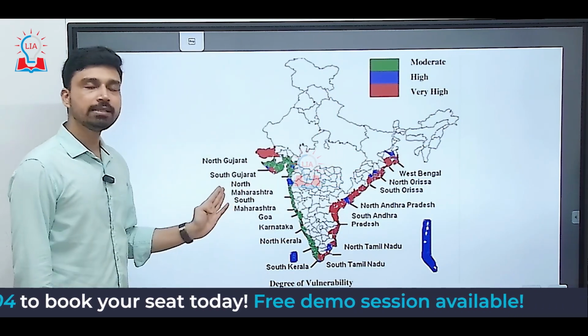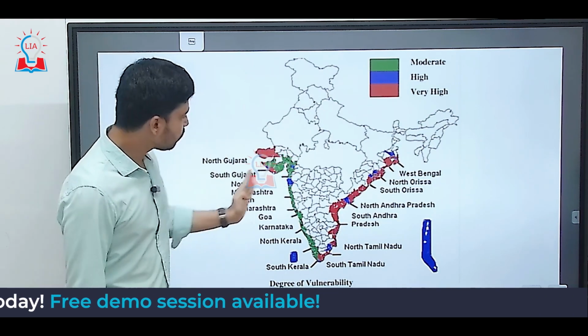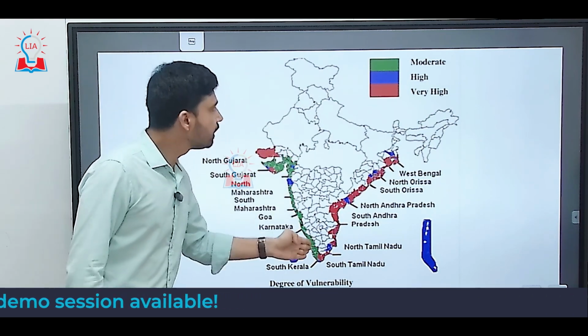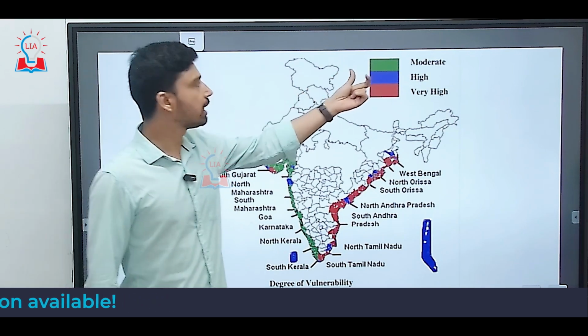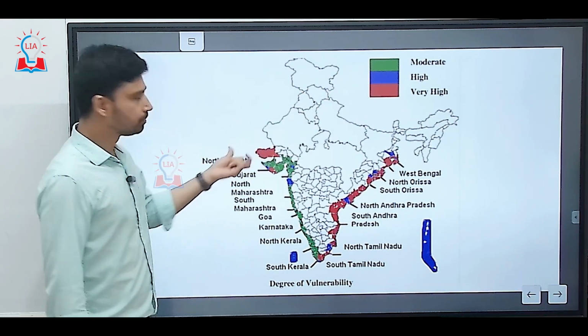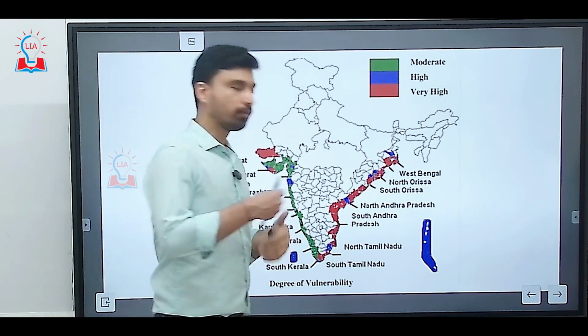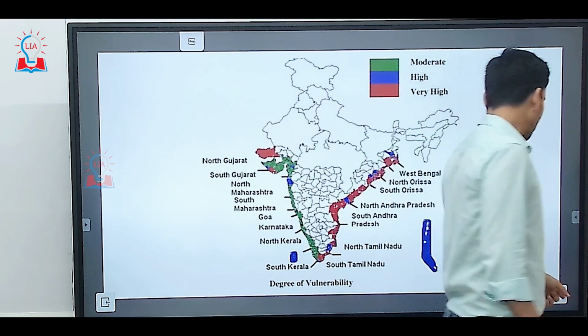On the other hand, since the number and intensity of cyclones in Arabian Sea is much lower, that is why you can see a large part of this region is green. That means it is having a moderate vulnerability, except few regions such as Kutch and Kathiawar region in Gujarat. So that is because of the differences in the Arabian Sea and Bay of Bengal.